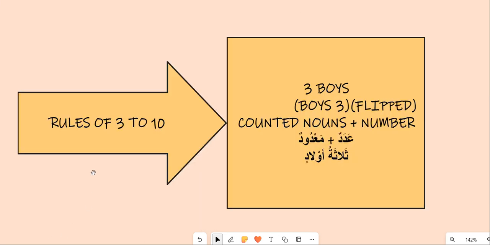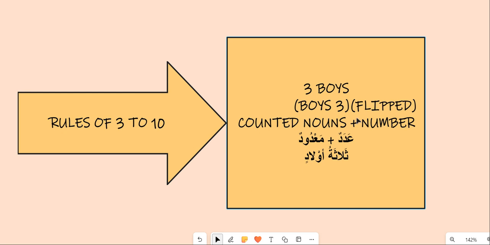Now we will do the rules of 3 to 10. Now 3 to 10, I have given you the formula here, 3 boys. You have to flip the English sentence. So you will have the number first and the noun afterwards. You flip the sentence. 3 and then the nouns. So the counted noun is afterwards, first comes the number. So it is just the opposite of the 1 and 2 rules. So now you have your formula here. Adad plus ma'dud. You can take this formula.